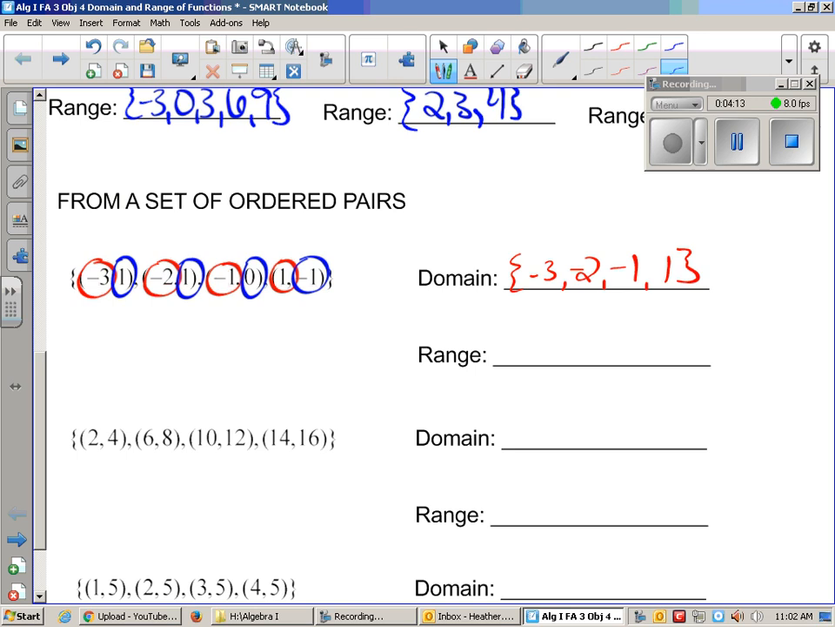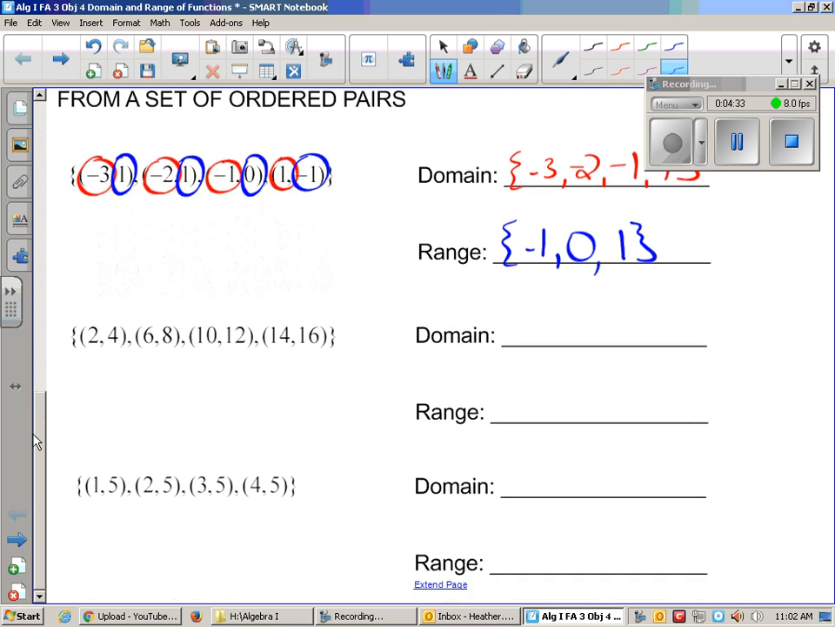When I write that in order, what's coming first? Not 1, but -1. -1 is smaller than 1. Then 0, and I see 1 twice, +1 twice. But again, I don't write that down 2 times, but just once.